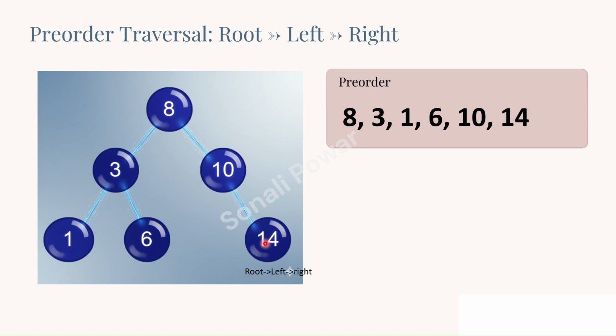Now in case of the 14, first of all we will process the 14. After that I will try to move towards the left side, but there is no element. So I will try to move towards the right, but there is no element. So this is the pre-order of the given tree.